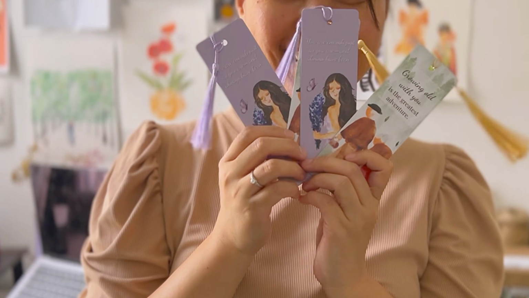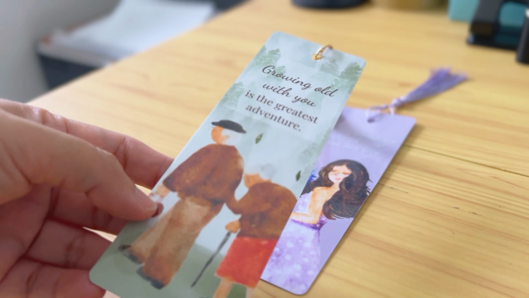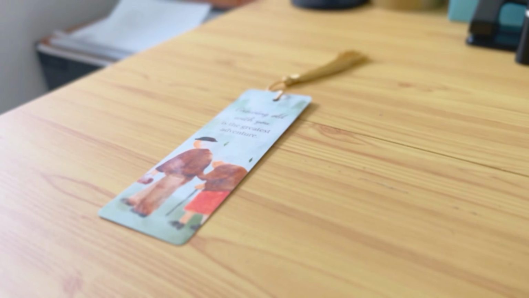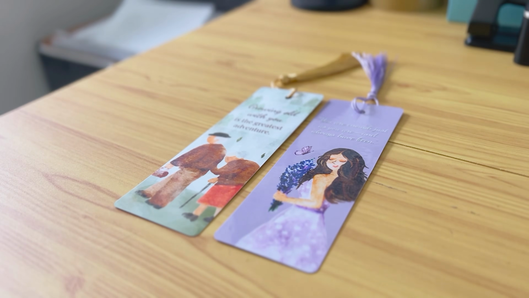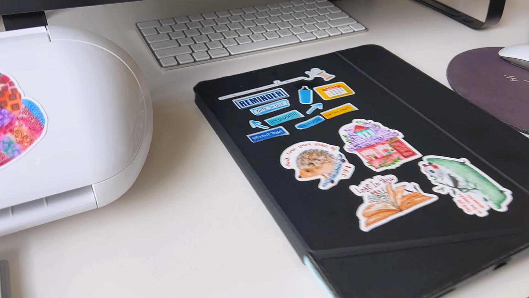Hey everyone, this is Ria from Twin Paper Studio. In today's video, I'll be showing you how I double-side print bookmarks using Silhouette Studio, from designing in Procreate to printing, laminating, and cutting. Before we get started, here's everything you'll need.